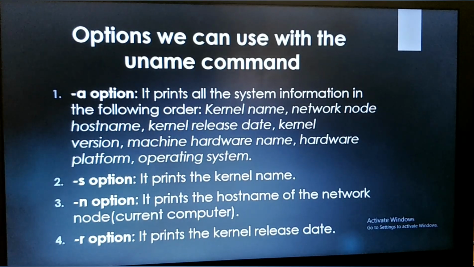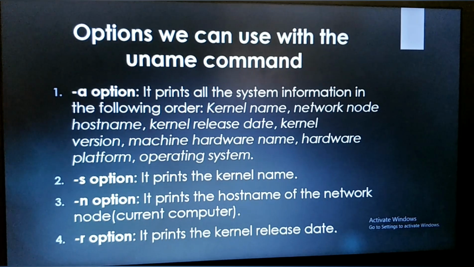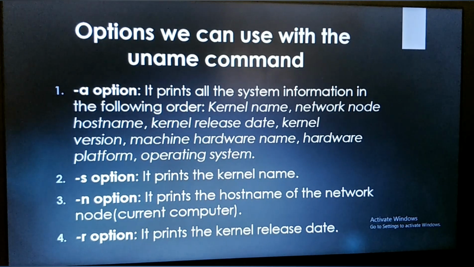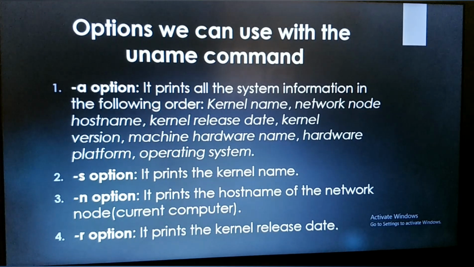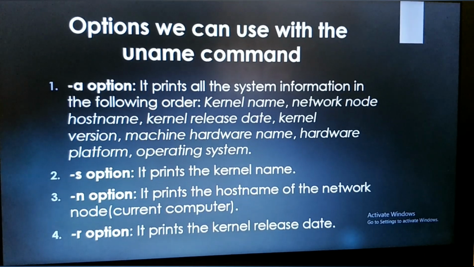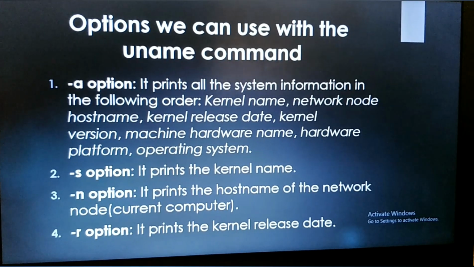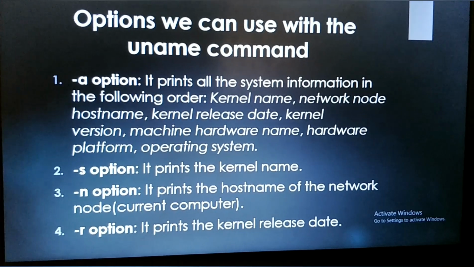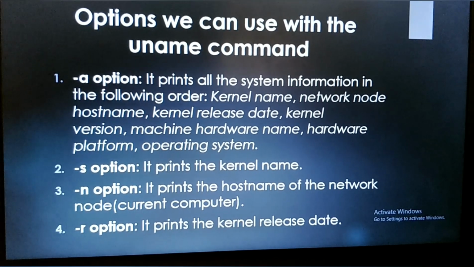Now the options we can use with the uname command are, the first option is the -a option. The -a option prints all the system information in the following order. It first prints the kernel name, then the network node host name, kernel release date, kernel version, machine hardware name, hardware platform and operating system. It prints the overall characteristics of the uname command. Now the second option is the -s option. It prints the kernel name.